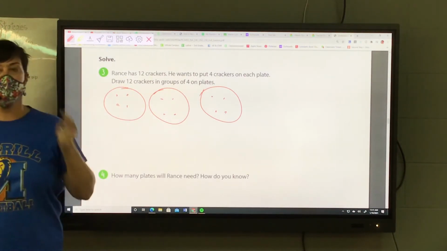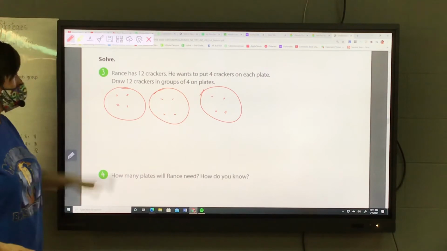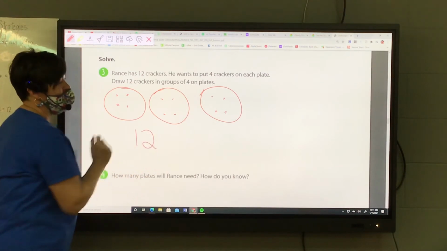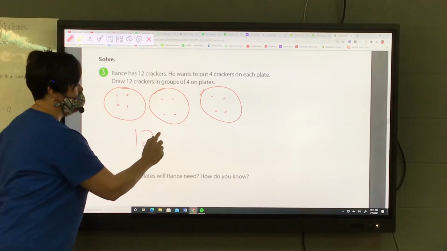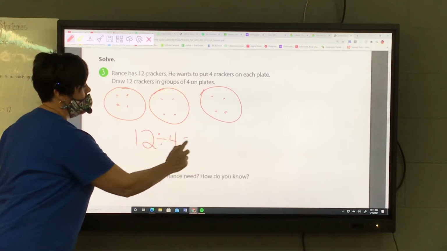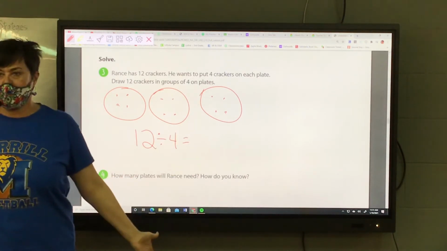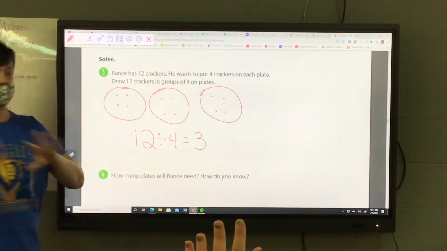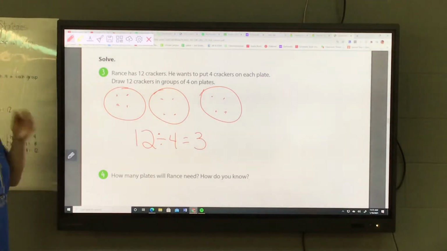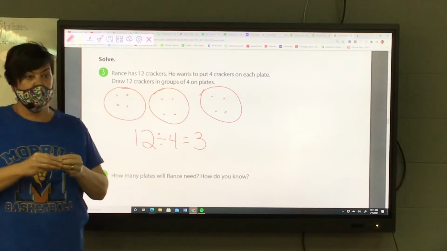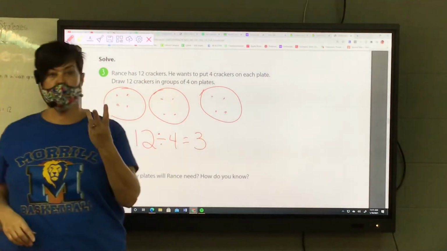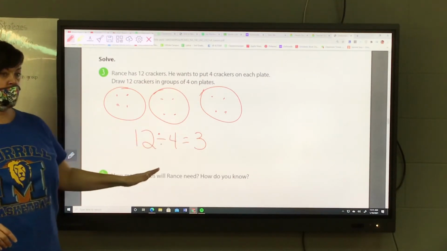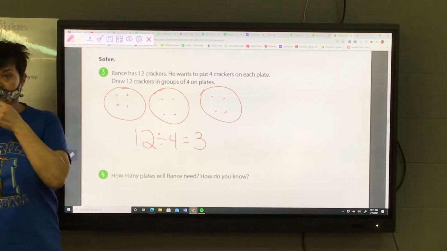Let's write our division equation that goes with this. So what are we starting out with? How many crackers? 12 divided by what? 4. 4 equals how many? 3. Right, those 3 groups. So there were 12 in all. There's 4 in each group. And there are 3 groups. We could double check it. What is 3 times 4? 12. It does equal 12.